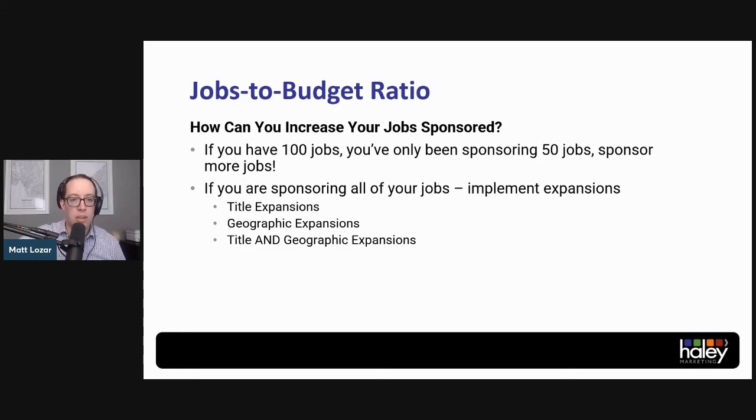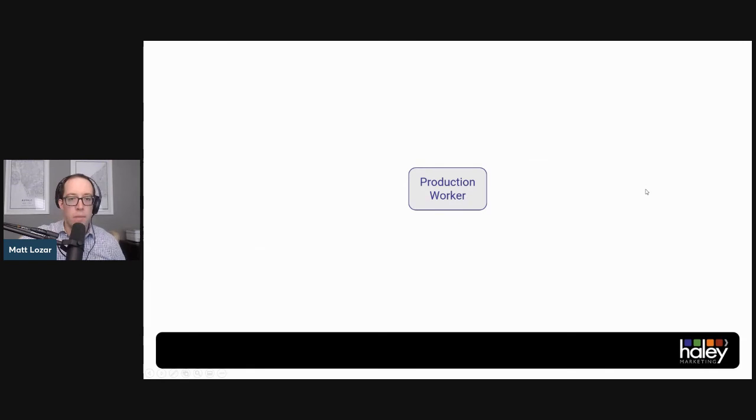So this jobs to budget ratio, which is really important, sponsor more jobs. Keep your budget the same for a little bit. See what happens, especially if you're on Indeed. ZipRecruiter might be a little different because it's a straight cost per click, but on Indeed, sponsor more jobs, keep your budget the same or increase it by just a little bit if you are worried about that split. It's working for us. Here's what we're talking about with a title expansion and or geographic expansion. You have a job, production worker.